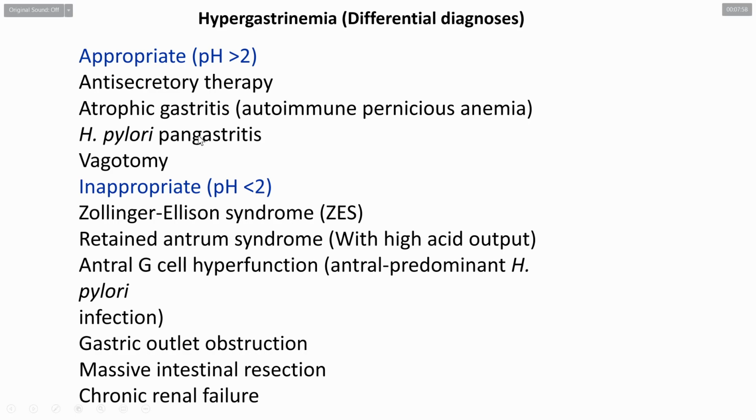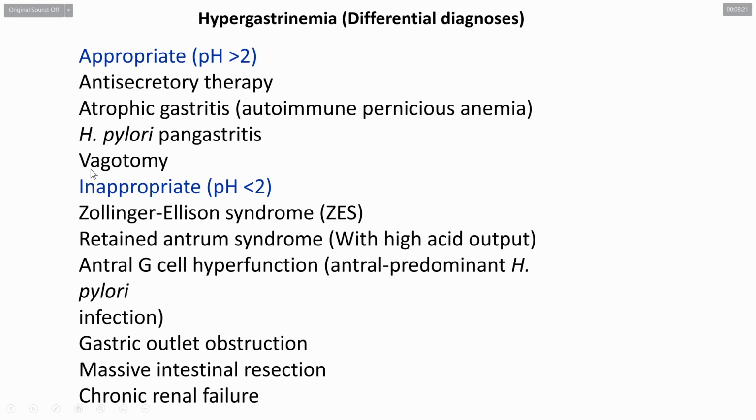Someone with H. pylori pangastritis. I've just shown you H. pylori pangastritis also kills your parietal cells. So you will have hypochlorhydria, less acid, so you get secondary, appropriate hypergastrinemia.